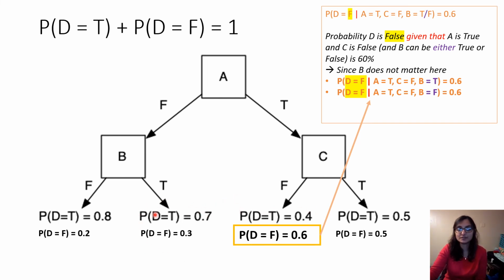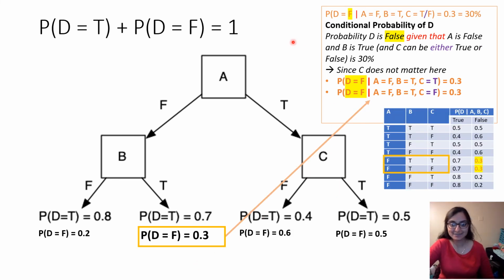So at each root, D can be either false or true. Now this is the probability that D is false, given the same thing: A is true, C is false, and B can be anything. So the probability D is false, given that, refers to this journey. We saw that if A is true, and then if C is false, that's this probability, and B does not matter here. So we split this true or false up into these two statements that are basically the same.